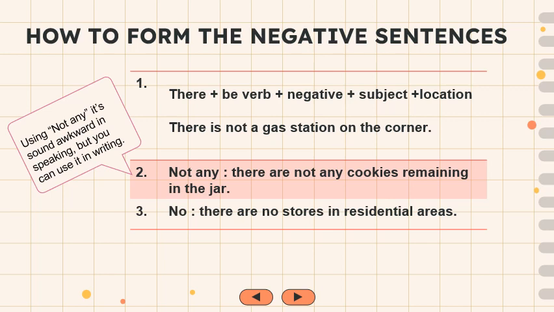For example, there is not a gas station on the corner. Number 2, not any. There are not any cookies remaining in the jar. Number 3, no. There are no stores in resident areas.